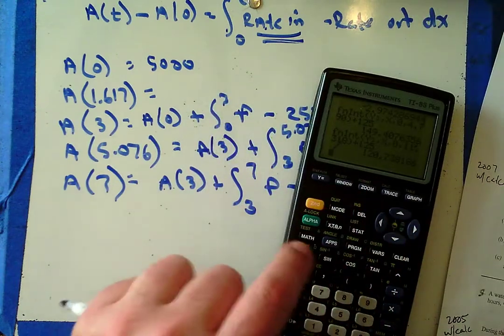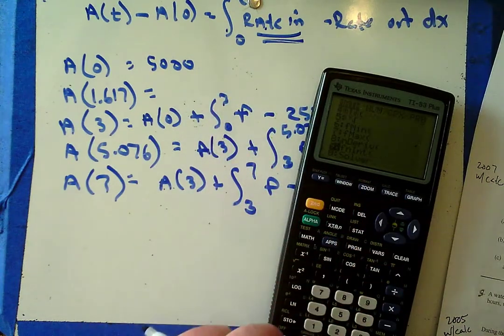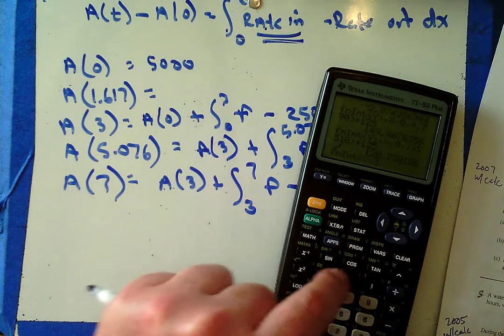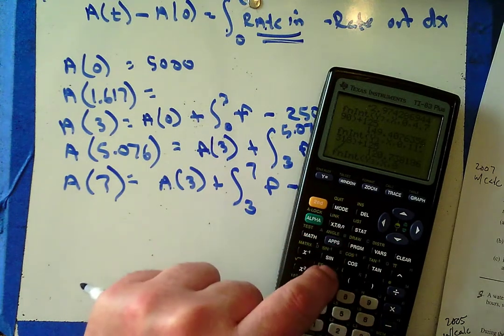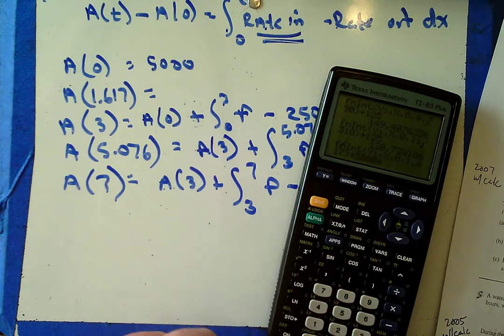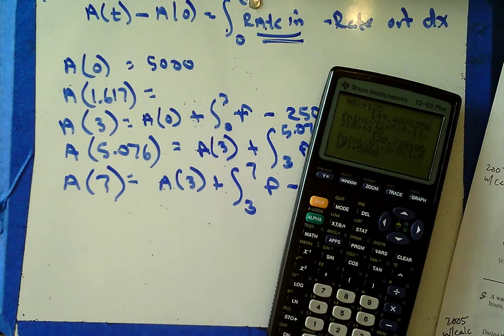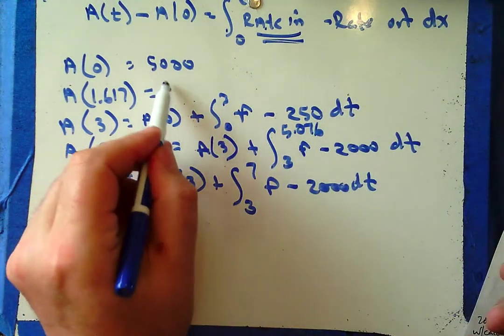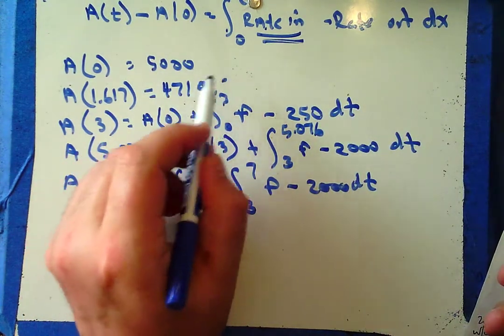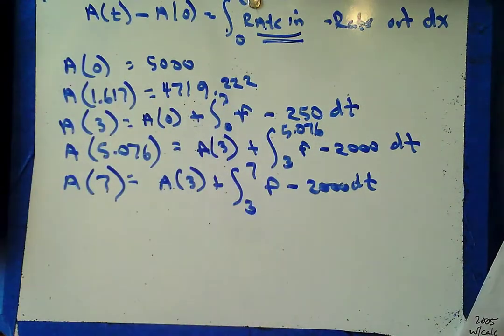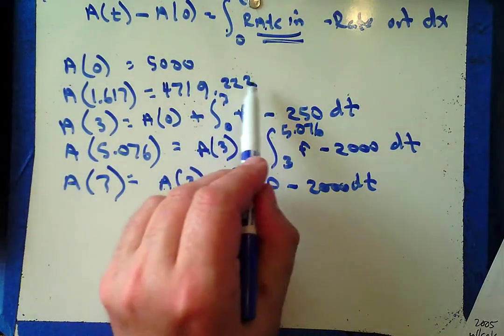Okay, so math, integrate, y3, comma, x, comma, 0, comma, 1.617. Don't forget to add those 5,000 gallons. Okay, and we get 4719.222, and they wanted us to round to the nearest gallon, so I'm just going to say 4719.